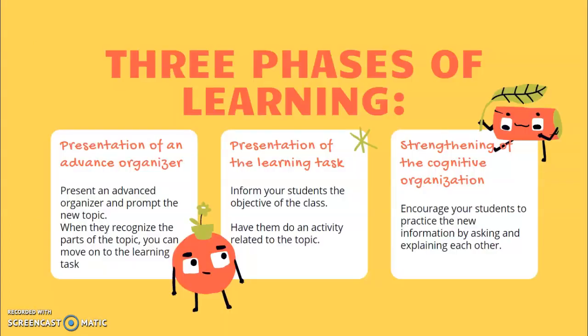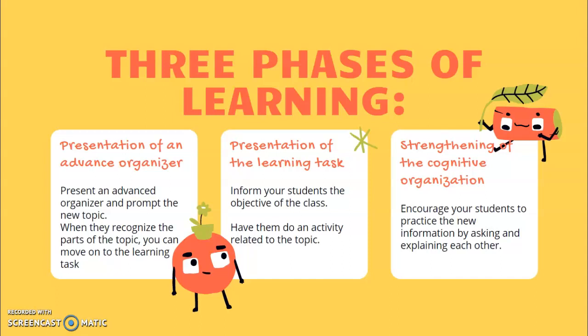So Ausubel proposes that there are 3 phases of learning. The first one is the presentation of said advanced organizer. This is an introduction to the topic, which is kind of passive, okay? So first you give your students an advanced organizer, which may be a picture, a mind map, or a table, or some other advanced organizer, and you ask them questions related to the topic that they're about to learn.